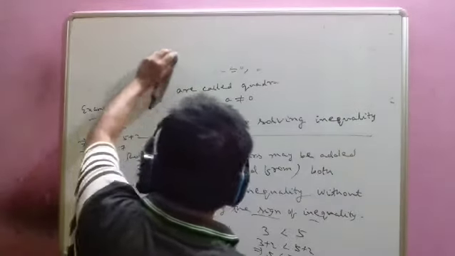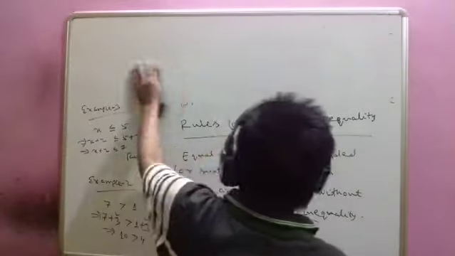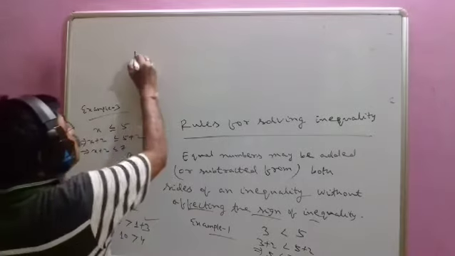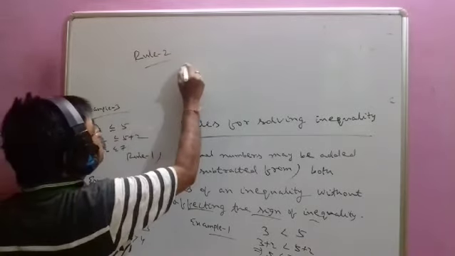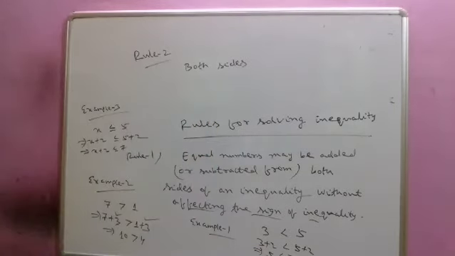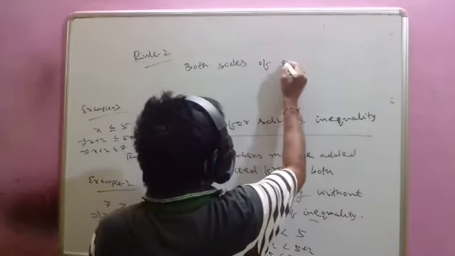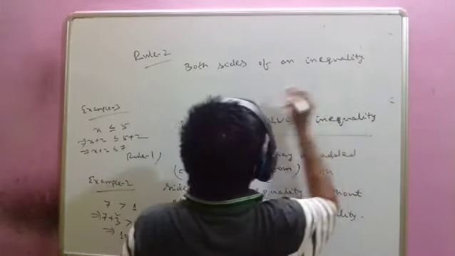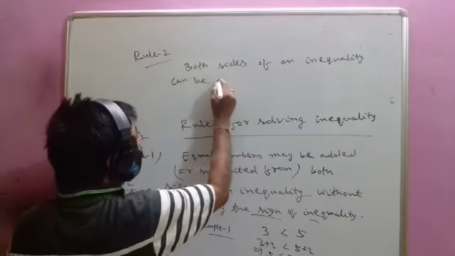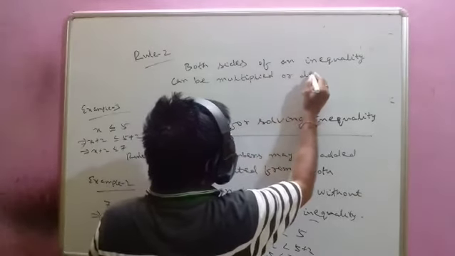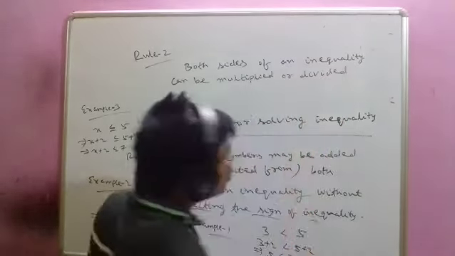So these are some examples given, example 1, 2, 3. Then after this you write down rule 2. Rule 2 is, both sides of an inequality can be multiplied or divided. Both sides of an inequality can be multiplied or divided. Okay, have you written, not written?